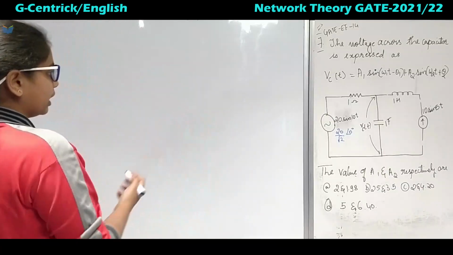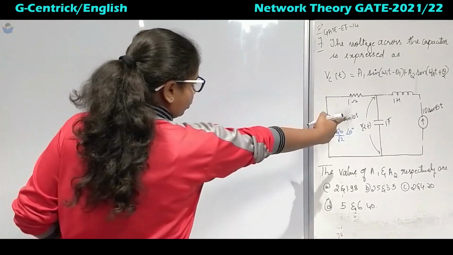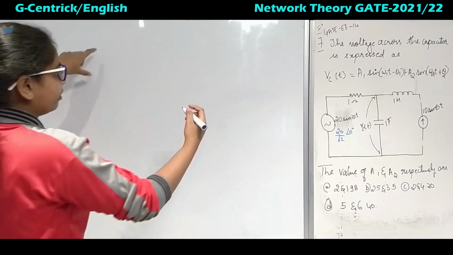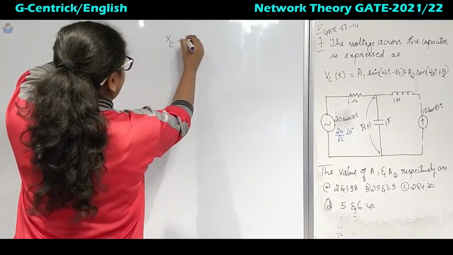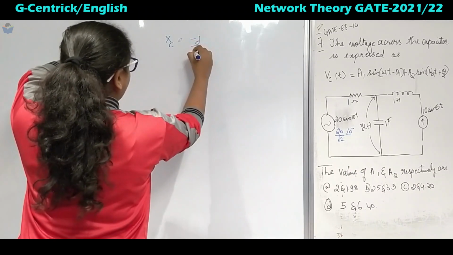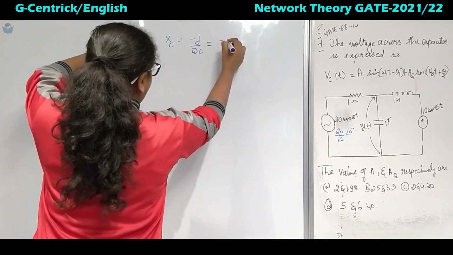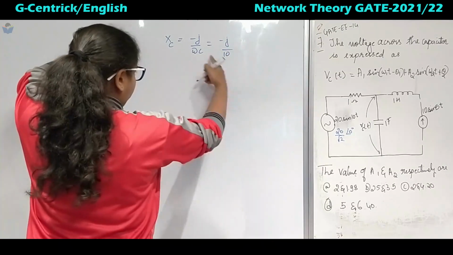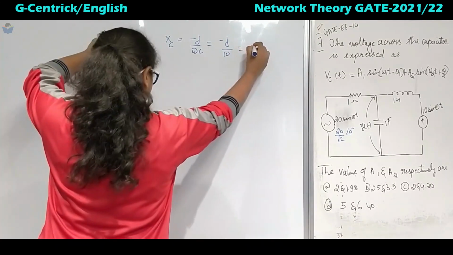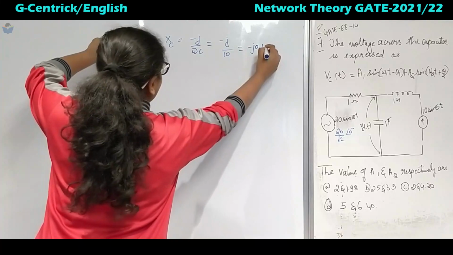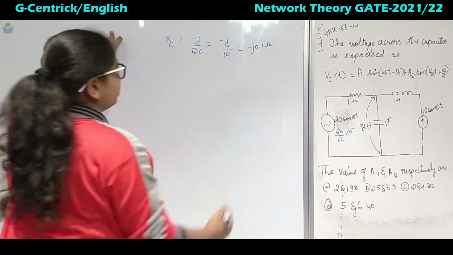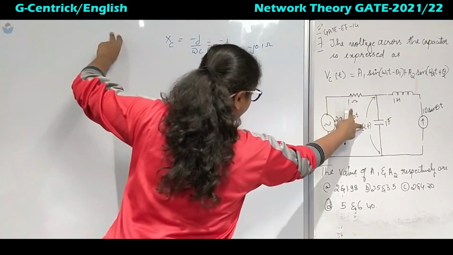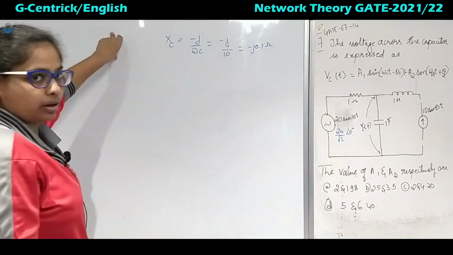Now we can calculate, and we also have to convert the capacitor into its ohmic value. How will we convert this one? Xc is nothing but minus j over omega c, and for this source omega is 10. So 10 into the c value, which is 1. So it is minus j0.1.